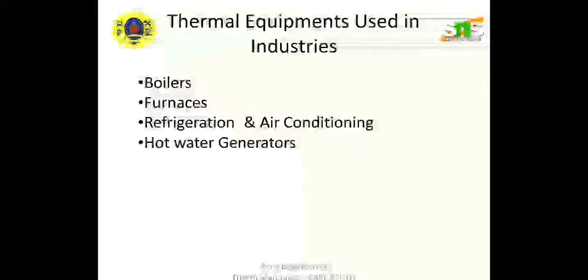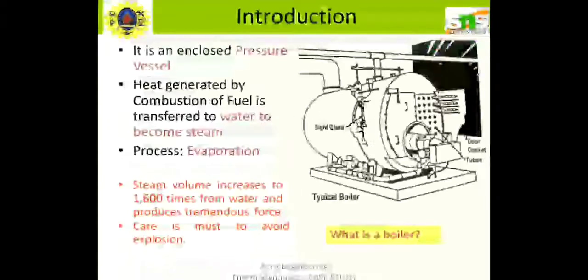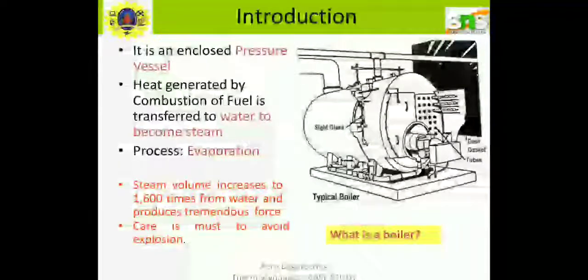Here are the thermal equipment used in industries. Boilers, furnaces, refrigeration, air conditioning and hot water systems are all used. Boilers produce steam. This is the introduction of this session.